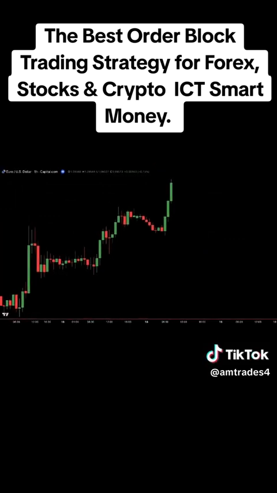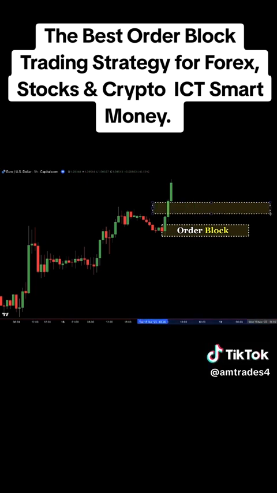Alright, now let me walk you through a trade example so you can see exactly how this strategy works in real market conditions. Here we're looking at the Euro-US dollar 1-hour chart. First, notice how the market is trending upward, creating higher highs and higher lows. This tells us buyers are in control. Then we spot a bullish order block. It's the last bearish candle before a strong bullish move created an imbalance. So we mark this candle as our order block zone.